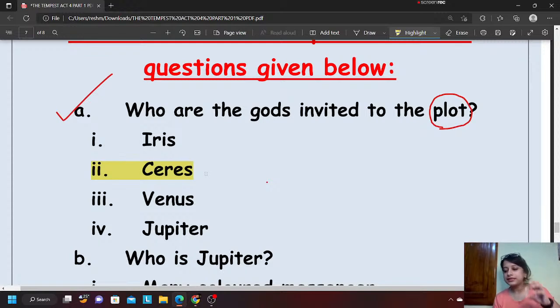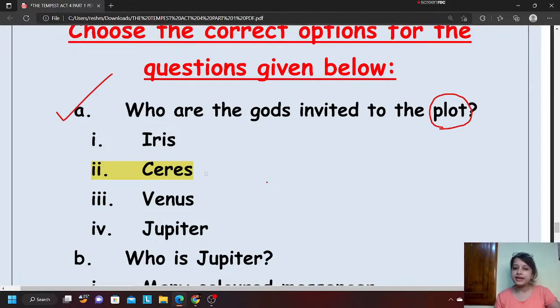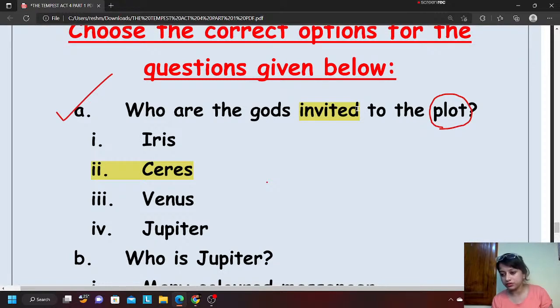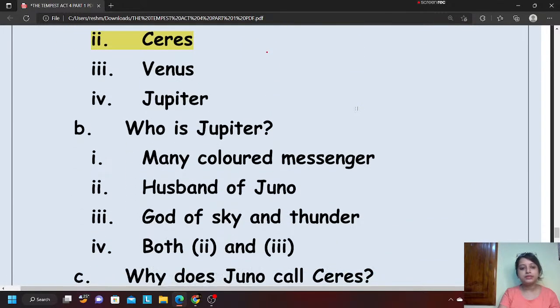See, Iris is a messenger. She is sent to invite Ceres. Who was invited? Ceres was invited. Iris came to this place, but Iris was a messenger. Okay, so Ceres was actually invited. Clear? Let's come to the second question.